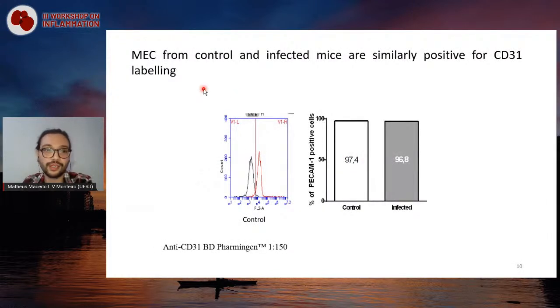So as we are working with primary culture, we want to know if our culture was in fact endothelial cells. So we did a cytometric assay, and cells of both groups showed high and similar positivity for CD31, which is a marker of endothelial cells.